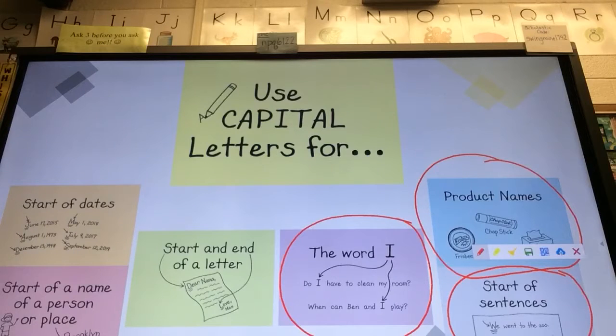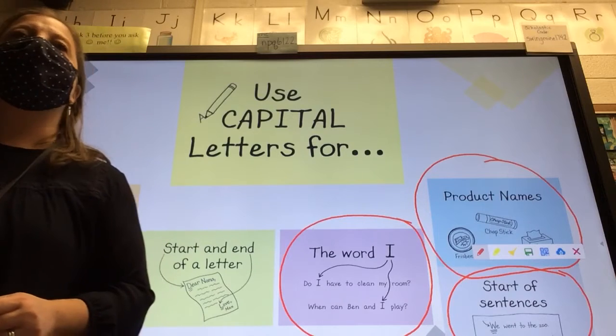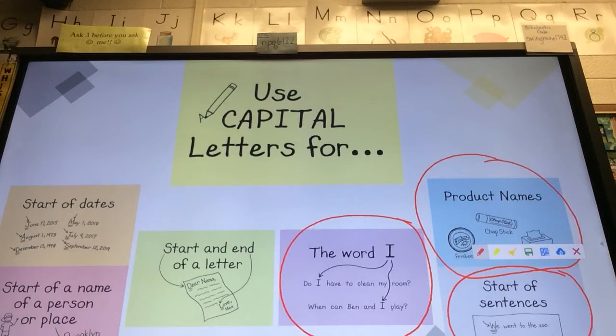Keaton, what are you thinking? The start of a person's name. That's right. This little boy's name is Ben, so I'm going to use a capital B. And this is the name of a location, a person or place, is really what we're aiming for there. Brooklyn, New York would have to be capital, just like Rock Hill, South Carolina would be capital, right? You with me, everybody? Okay, good. What's the last one, Matthew?